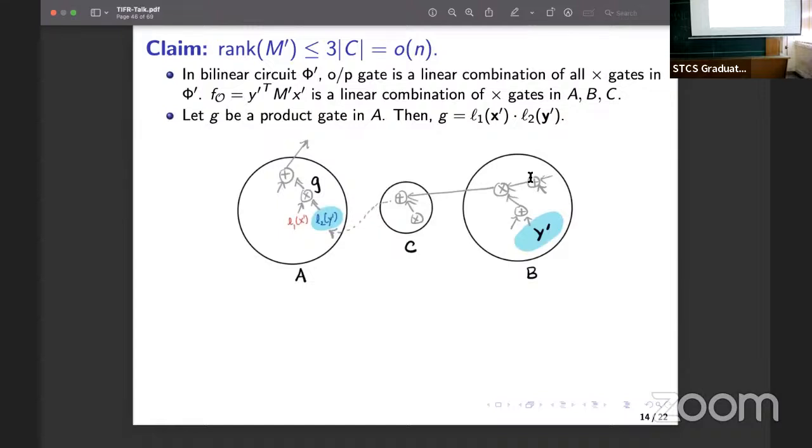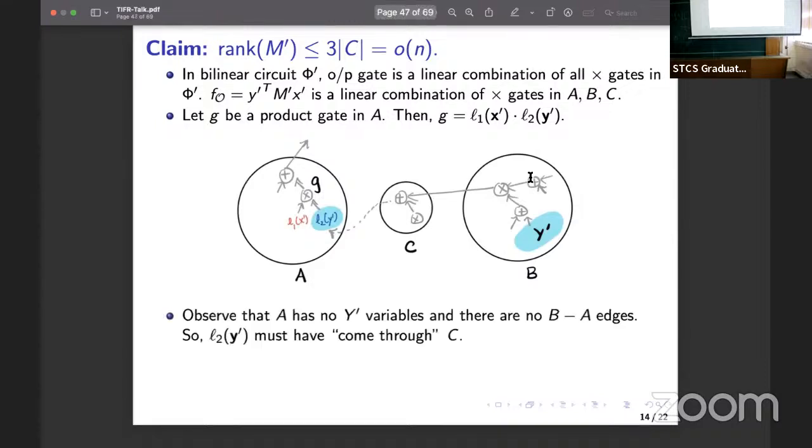And one of the children of this product gate depends on Y variables. And there were no Y variables here. I set everything to 0. The only Y variables are here. So if this computed a linear polynomial in Y, it must have somehow come through C. There is no other way because there is no path from B to A that does not go via C. Since A has no Y prime variables and there are no edges from B to A, this linear form must have come through C. That's in English, but we need to say what that is in math.